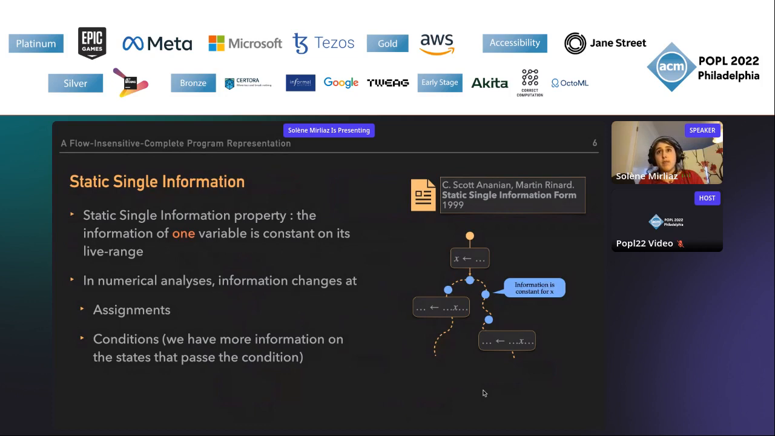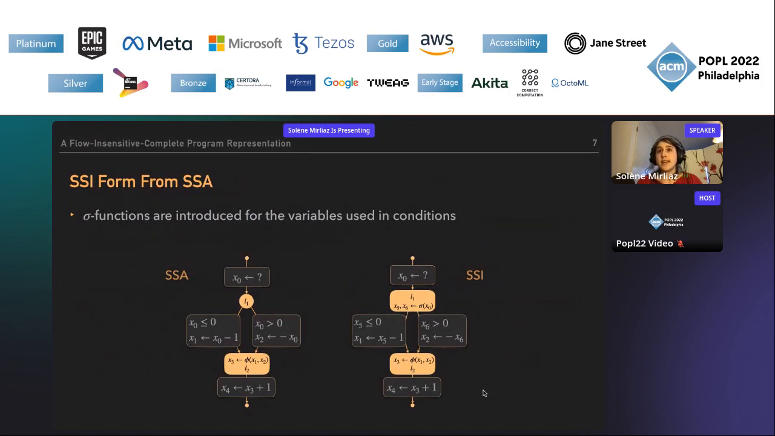A variable will have constant information for all its live range, meaning all the program points between its definition and its use. So of course, you must respect the same properties as SSA, because if you do an assignment, you change the information on your variable. But you also need to introduce a new version when you have a condition, because when you pass a condition, you gain new information on your variable. So if I go back to my small example in SSA, I need to introduce two new versions for x0, one for the left branch and one for the right branch because of the condition.